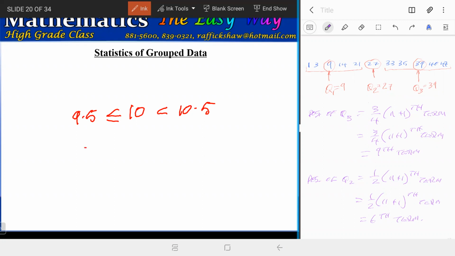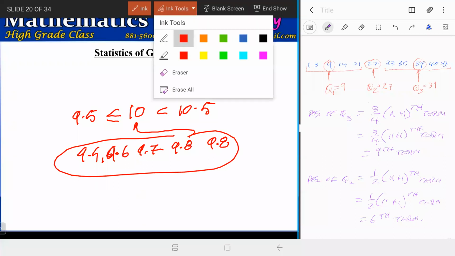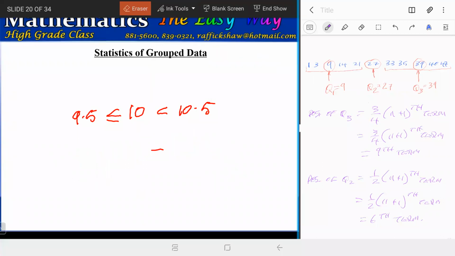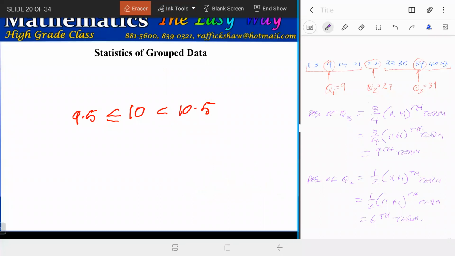Because anything 9.5, 9.6, 9.7, 9.8, 9.9, all of those values would approximate to 10. All right? And then on the other end, 10.5 is approximately 11. That is why we have the less than sign right there. You can have a value that is equal to 10.5, being 10, but 10.5 will approximate to 11. So you need your values to be less than 10.5.